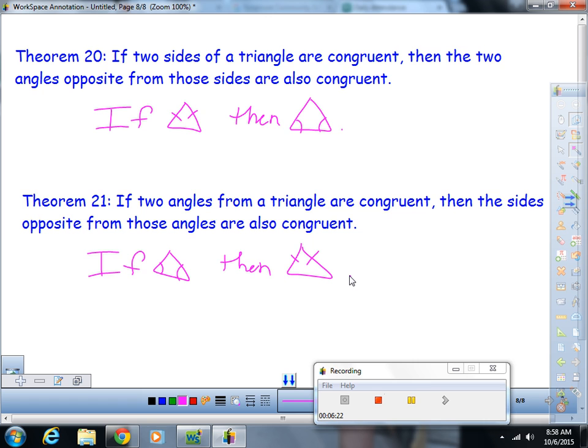Now, something I really want you to understand. This is not true in other shapes. Think of a rectangle. Are all the angles equal? Yes. Are all the sides equal? No. So it's not true for other shapes. It's only true for triangles. Actually, it's only true for polygons with an odd amount of sides.